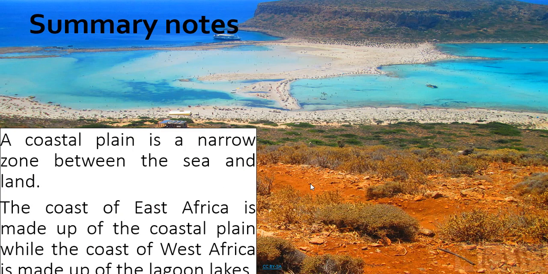All right, giving you some summary notes: a coastal plain can be defined as a narrow zone between the sea and the land. And the coast of East Africa is made up of the coastal plain, while the coast of West Africa is made up of lagoon lakes. You may have to go back and look at the atlas and the map of Africa. You can replay this video that showed you the map of Africa.